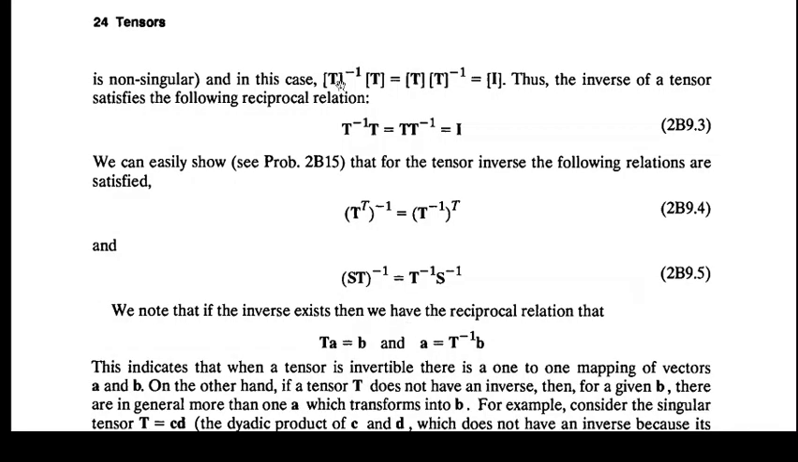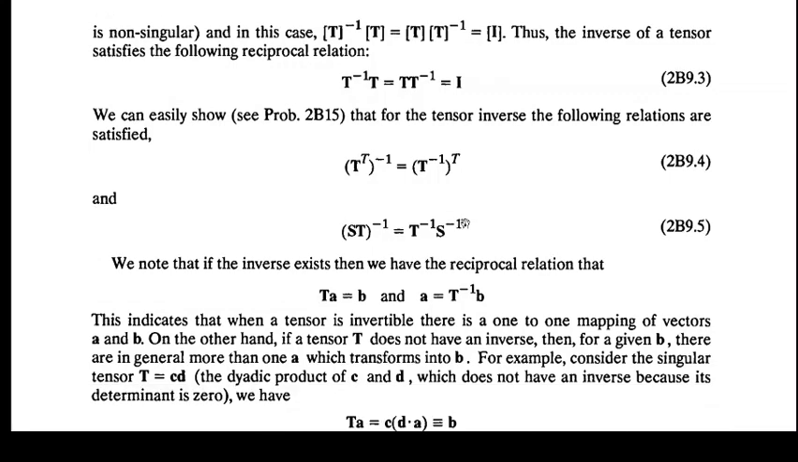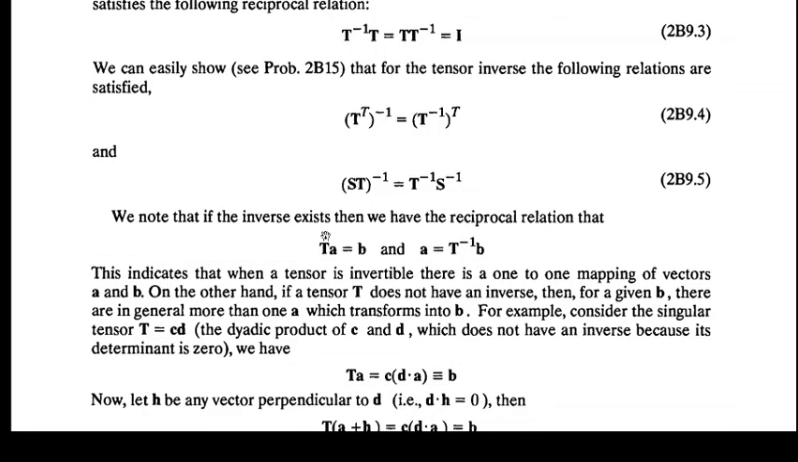And you can write that T inverse T is equal to T T inverse is equal to identity, that is, T and T to the power minus 1 are inverses of each other. And this you have to do as an exercise: the inverse of the transpose is equal to the transpose of the inverse.